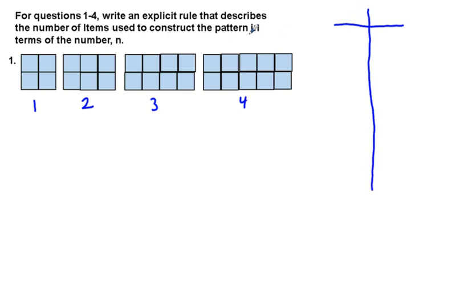and our input value is going to be n, and says number of items, so I'm going to use the variable I for items. So number of items depends on what the value of n is, the block number. So I'm going to put down here 1, 2, 3, 4. So if we plug in 1 for n, we get 4 items. If we plug in 2, we get 6 items, or 6 squares. Plug in 3, we get 8 squares. We plug in 4, we get 10 squares.